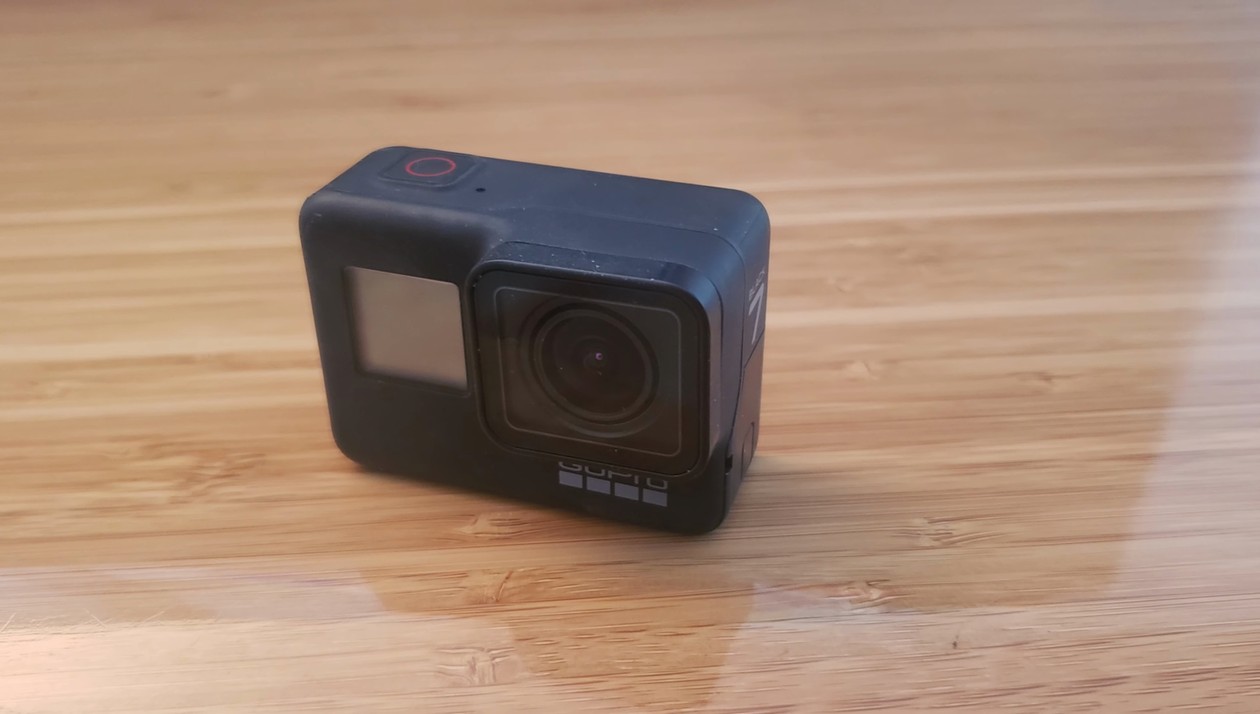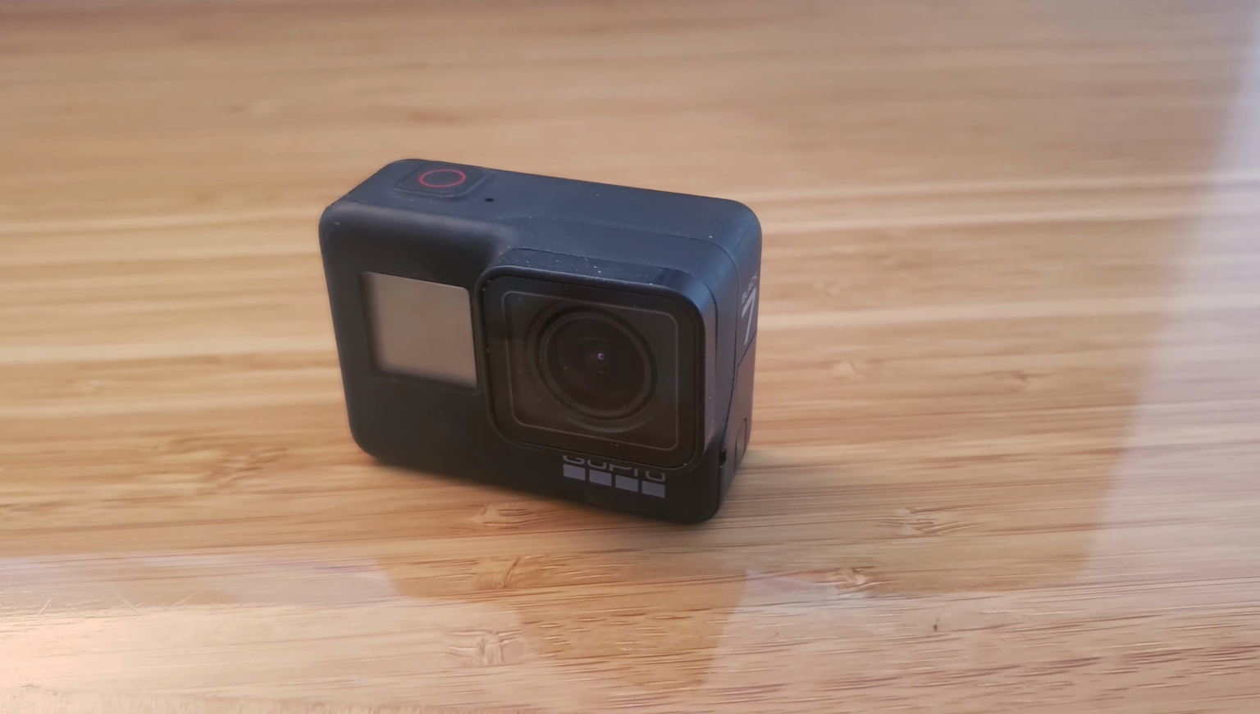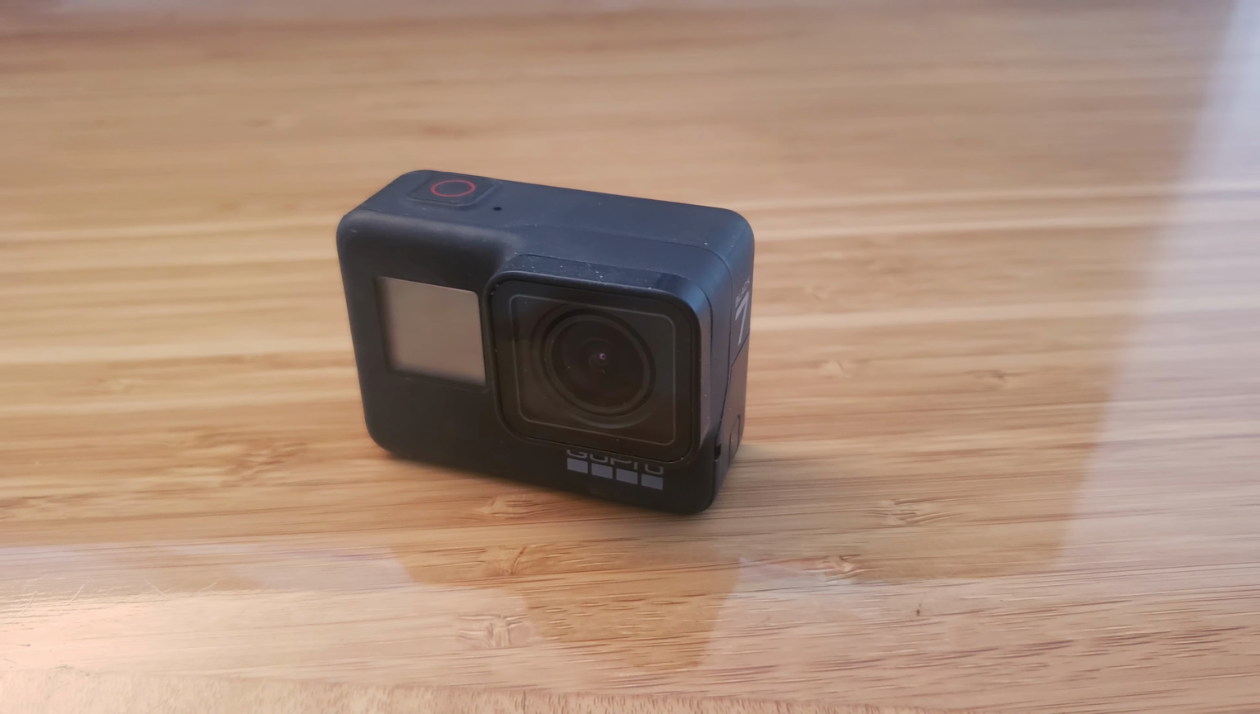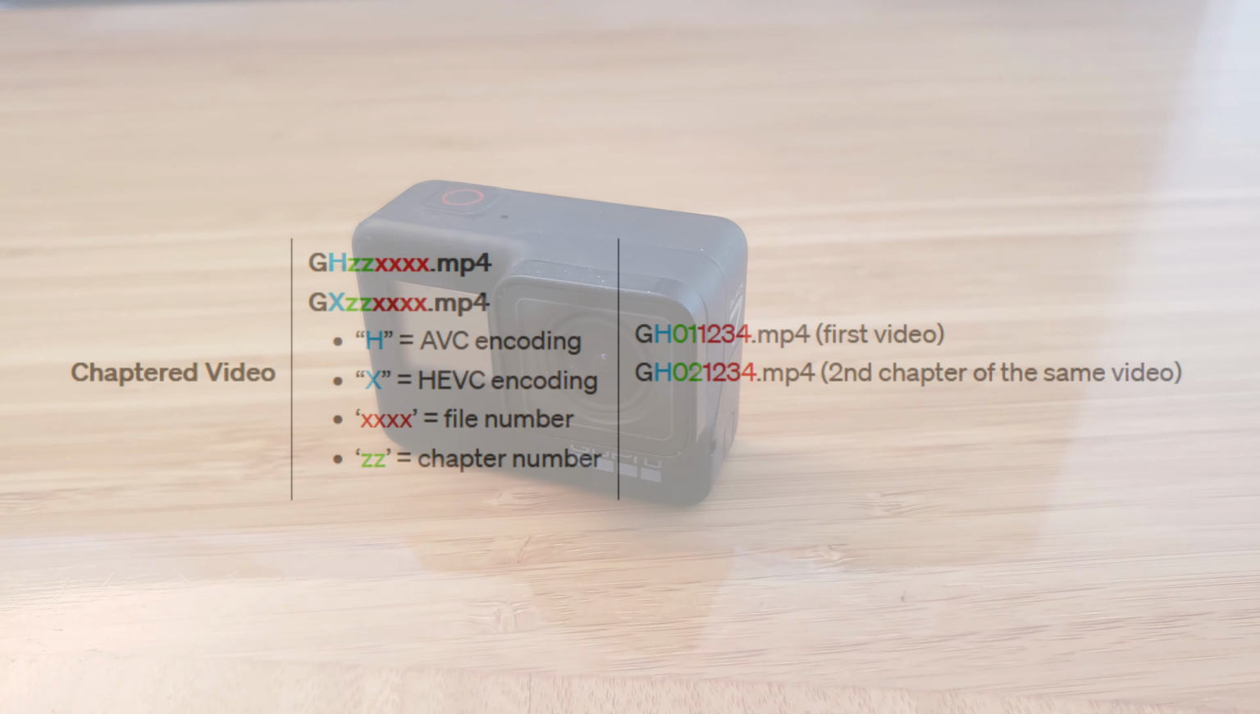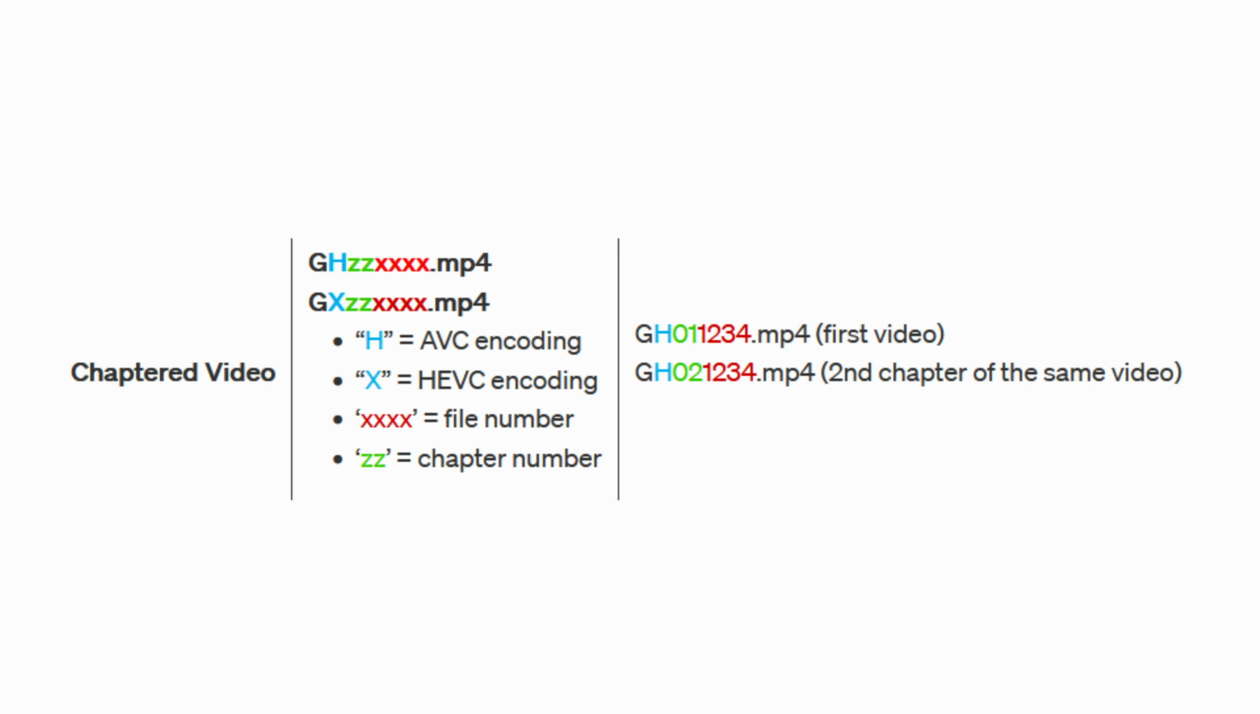If you're here watching this video right now, I'm going to assume you're tired of dealing with the way GoPro names their files, and you're looking for a better way. GoPro uses what's called chaptering. The file name is made up of 3 parts. The first 2 characters are letters. The second 2 characters are the chapter number or part number of the video, and the final 4 characters are the file number of the video.